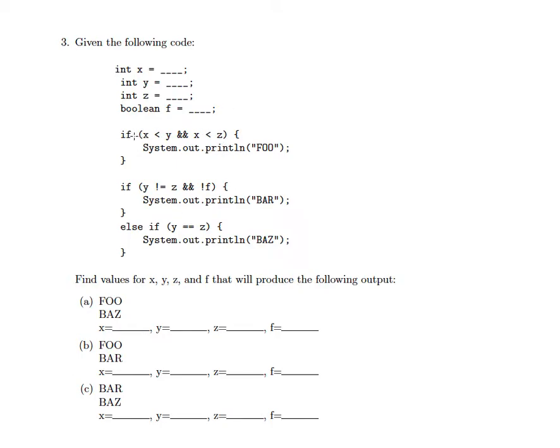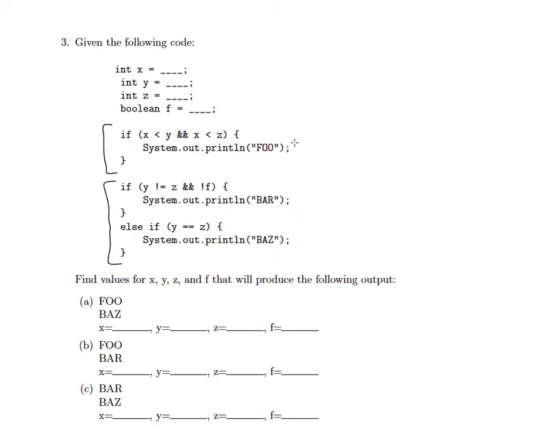So looking at this one, first of all, we have two different tests. This is one test here, and then this is a completely separate test that will always run no matter what happens in the first block, because there's no else here, so they are not connected to each other. If I want foo to print out, then x has to be the minimum value. X has to be less than y, and x has to be less than z. So that's my first criteria.